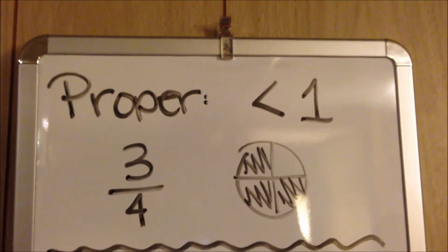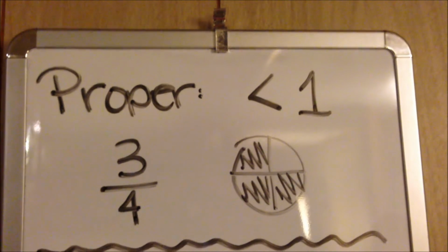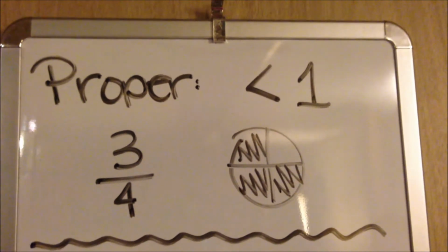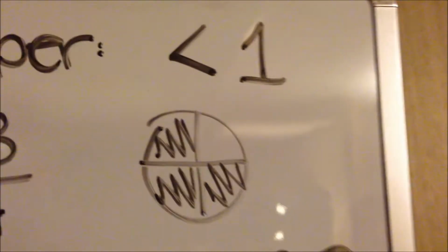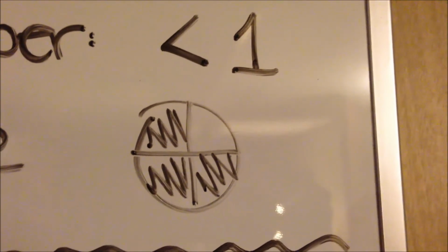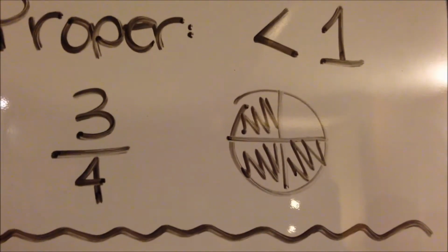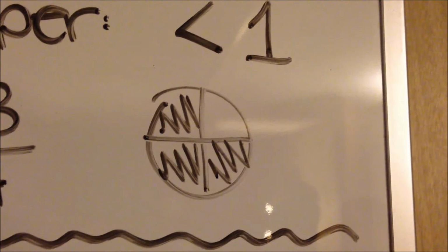Okay, let's discuss the different types of fractions you'll come across. First, we have a proper fraction. A proper fraction is less than 1 whole. An example would be 3/4. If I take a circle and I cut it into 4 equal parts and I shade 3 of them, we have 3 out of 4. And you'll notice that the circle is not completely shaded in, so it's less than 1 whole circle.